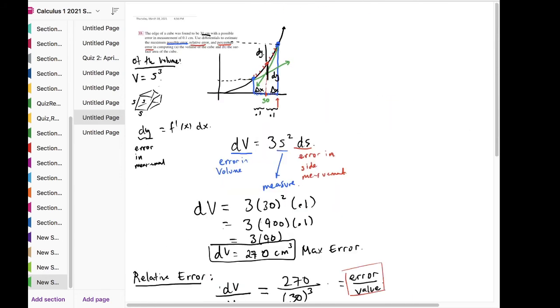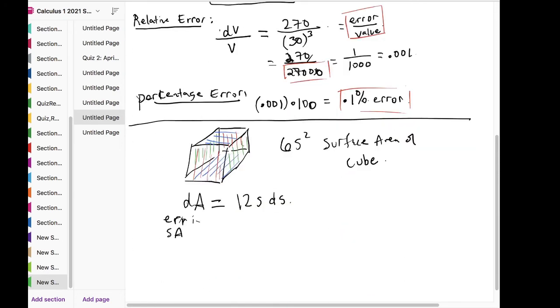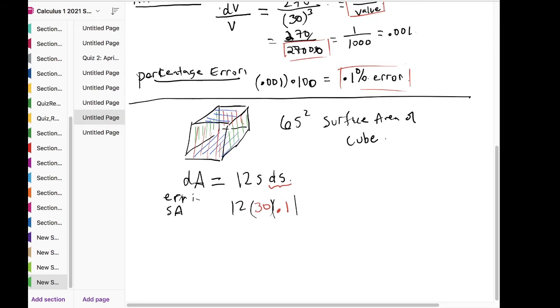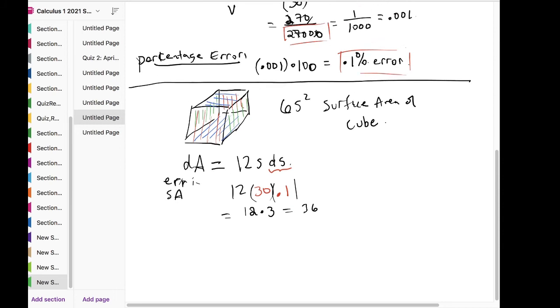So what was our error? It was 0.1. The error in the side measurement is 0.1. Our measurement was 30. And then 12. Okay, so this is 12 times 3. Was that 36? 36. So our error in the surface area is at most 36 off.